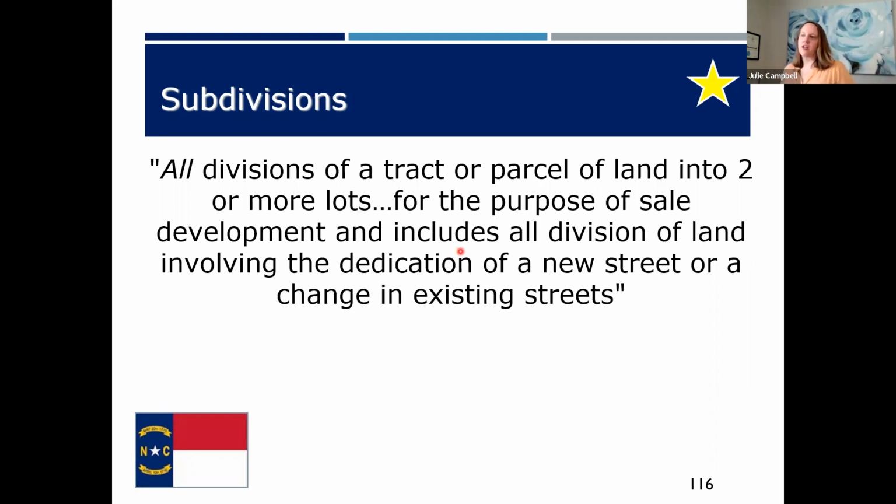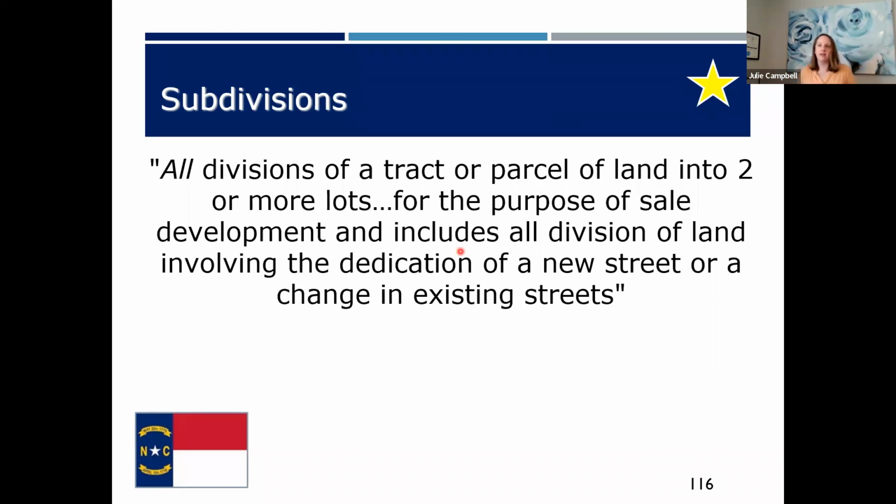So the first thing in talking about subdivisions, we just need to define what a subdivision is. It's in quotes because I copied it straight from the book. Why recreate the wheel, right? No shame here. So the definition of a subdivision is a division of a tract of land into 2 or more lots. Maybe it's 2 lots, maybe it's 120, right?